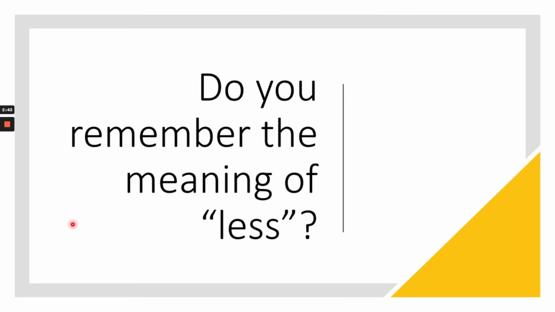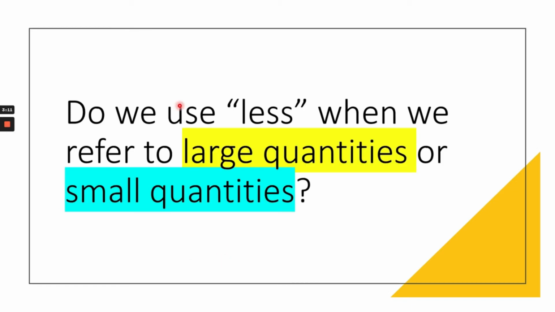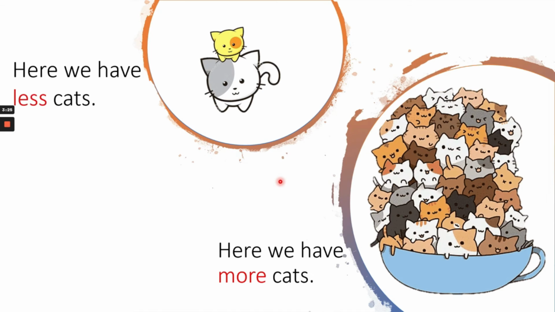Okay, now I want you to remember the meaning of less. Do you remember what less means? We saw the meaning of less when we talked about the comparatives. Do you remember that? As in, she is less intelligent than her brother. I want you to tell me, do we use less when we refer to large quantities or small quantities? Here we have the difference. We use more when we refer to large quantities. In this case, for example, here we have more cats. Here we use the word more because we have a lot of cats, as you can see here. But here we only have 2 cats. So we say here we have less cats.